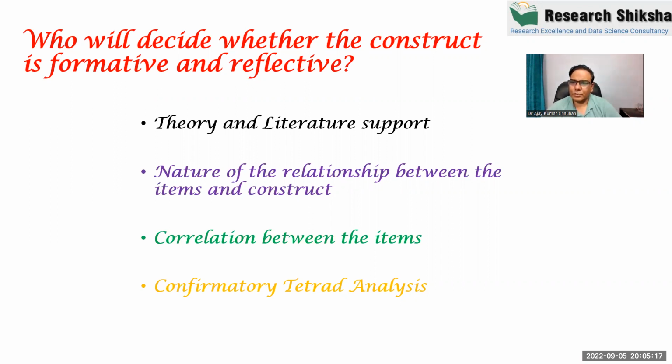And one of the most important indicators of formative and reflective is the correlation. If the correlation between the items, between the indicators, is very high, it is reflective. If the correlation between the items is very low, it is formative. So on the basis of the correlations, we get some idea. If the correlation between the items is low, it is supposed to be formative. If the correlation between the items is very high, it is supposed to be reflective.